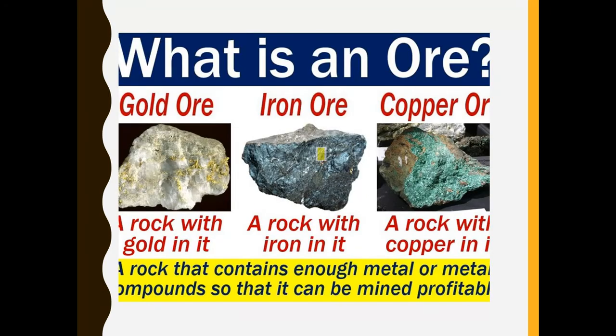Okay. Now, as I explained to you before, what is an ore? I told you that it's a rock. Now, this is an ore, which means it's a rock that contains the metal. This rock is an ore of gold. That means this rock contains gold in it and it can be mined profitably. Iron ore and a copper ore. So ore is nothing but a mineral found in the rock which can be mined profitably.